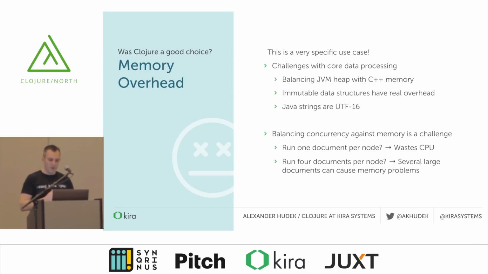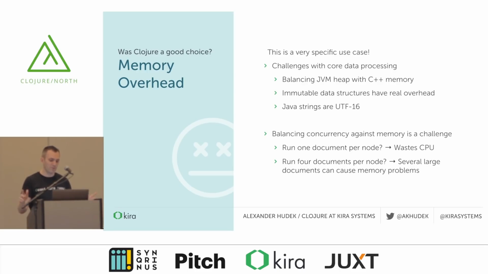The other thing, yes, balancing JVM heap with C++ memory. When you're using the JNI, they're two separate memory pools that fight amongst each other. And even if your JVM heap is not being used, it's still allocated, and that takes away from your C program and vice versa. So we had all these problems, and then how do you solve them?